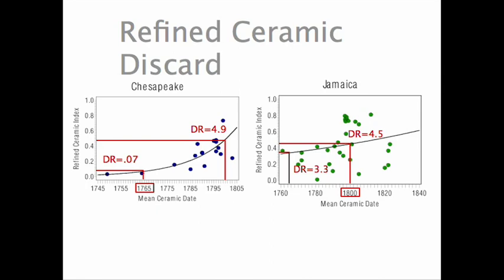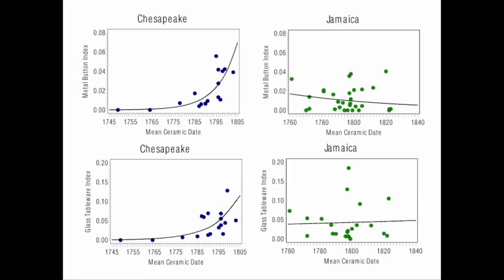Actually, in fact, Chesapeake discard of these refined ceramics has edged out Jamaica by a little bit, as diversification is fully underway and enslaved populations have more ability to earn money, go to markets, and spend that money. And we quickly see comparisons between metal button discard in the Chesapeake versus Jamaica and glass tablewares.